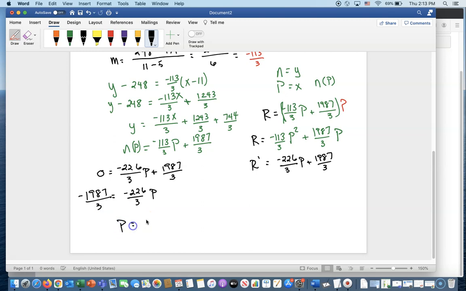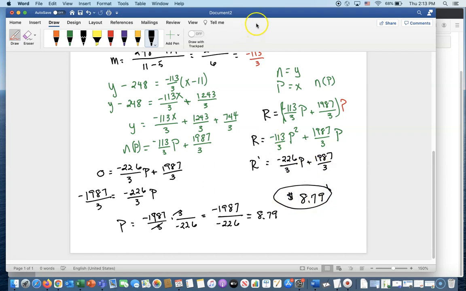To get p by itself, we're going to take negative 1987 over 3, and we're going to divide by that or multiply by the reciprocal. You'll notice those 3's cancel. So our final answer is going to be negative 1987 over negative 226. I'm going to need my calculator for that one. 1987 divided by 226 comes out to 8.79, or $8.79. That's the price of a ticket that will maximize our revenue.